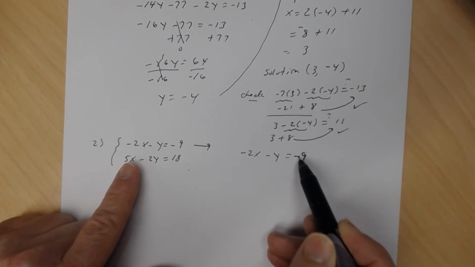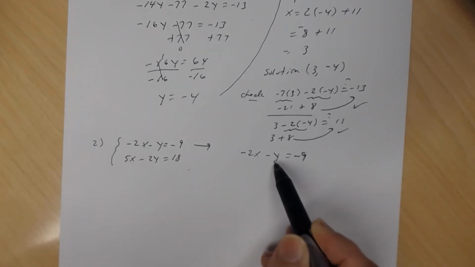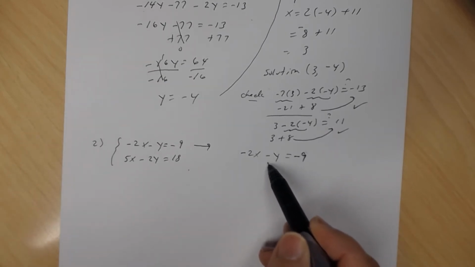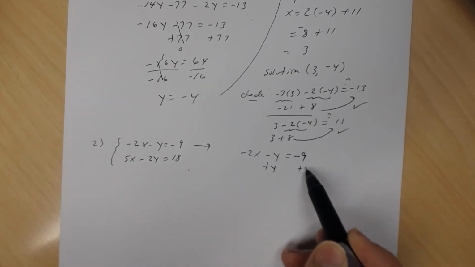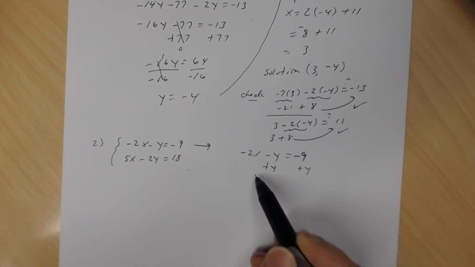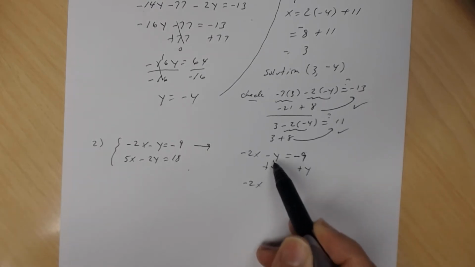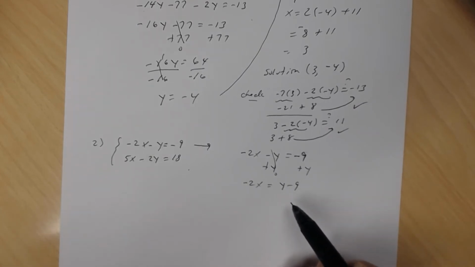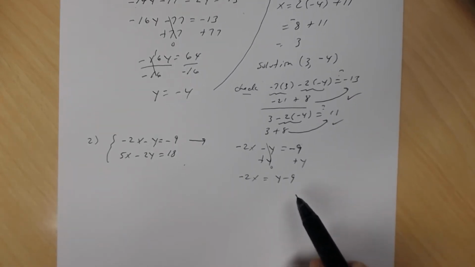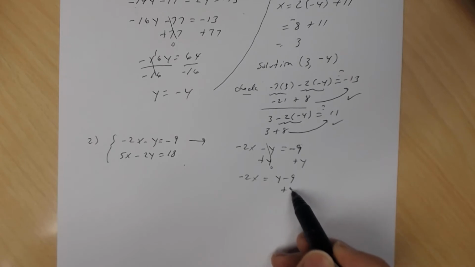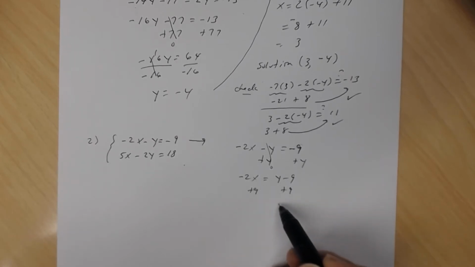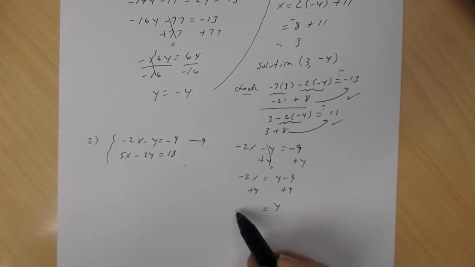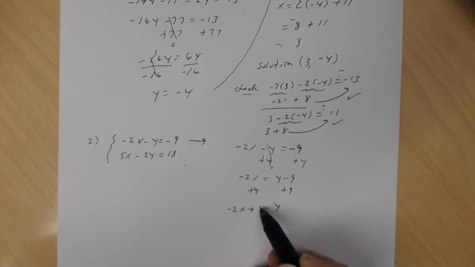Now, there are two ways you can think of this. One way is I'm going to add y to both sides. And I get -2x when I combine like terms. I get -2x equals y minus 9. And then all I have to do to get y by itself is add 9 to both sides. And so I get y equals -2x plus 9.